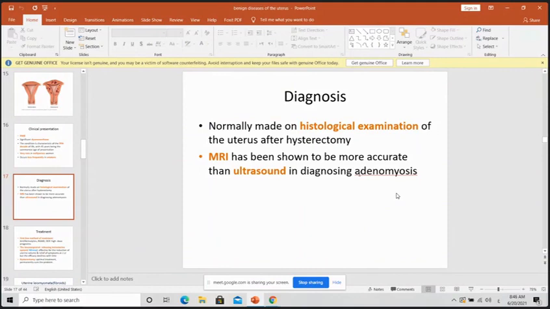But the imaging techniques via the ultrasound or MRI, of course, the diagnosis can be reached. And as you know, the magnetic resonance imaging, of course, is more accurate than the ultrasound technique in diagnosing any tissue abnormality.